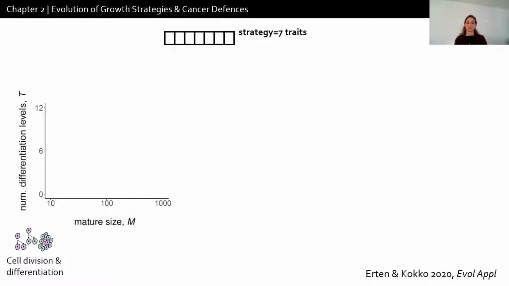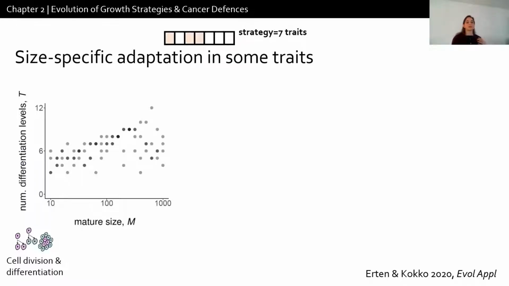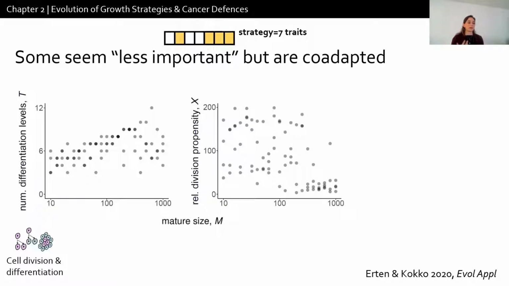So with this, I'm going to start with the results. On the x-axis here, I'll show the target mature size. On the y-axis, there is one of the traits that make up this 7-trait strategy, which is the number of differentiation levels. So how many differentiation steps it takes from a stem cell until the terminally differentiated cell. What we've seen is that in this trait and in some of the other traits as well, there are some size-specific adaptations. So you observe some sort of pattern with size. Here, for instance, the number of differentiation levels increases with body size. Whereas the pattern is less clear, and actually not there, in some of the traits.